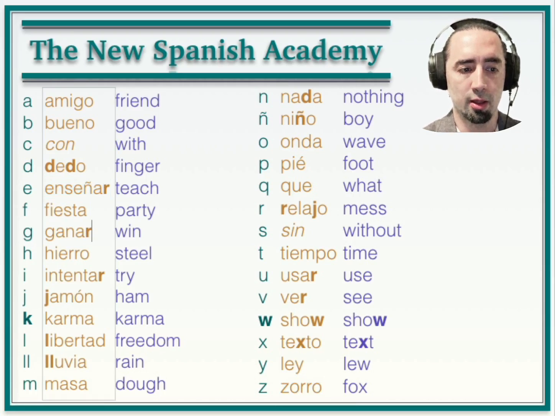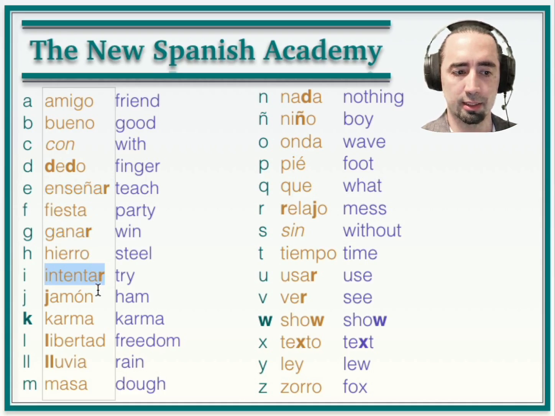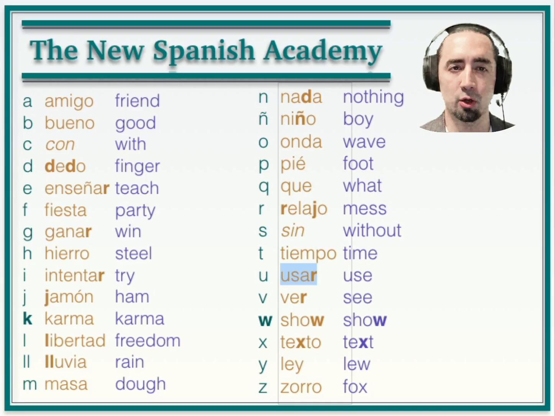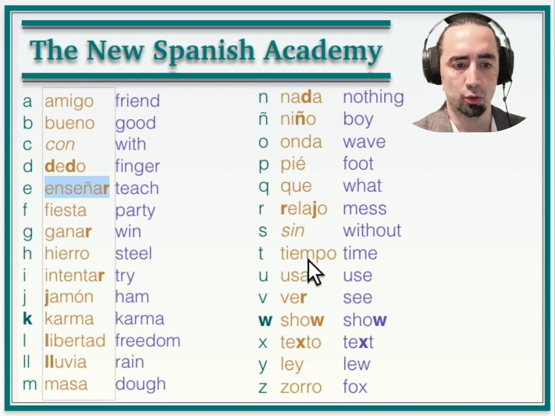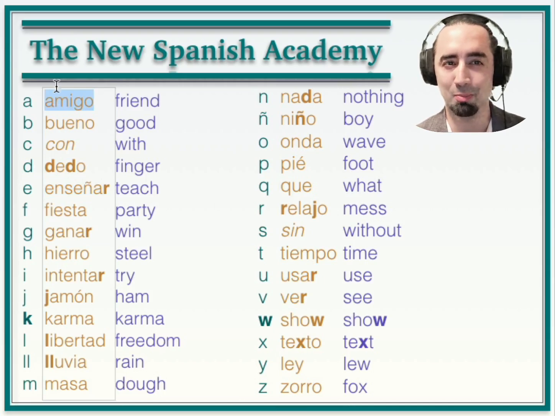R, that's bold, that's fat. See here, enseñar, ganar, intentar, usar. Alright, why is that? I already told you that before, and that is because the verbs that finish with an R are infinitive. Usar, cantar, intentar, ganar, enseñar, alright? Those are to teach, to try, to use, to see.